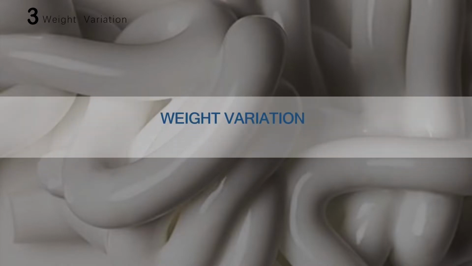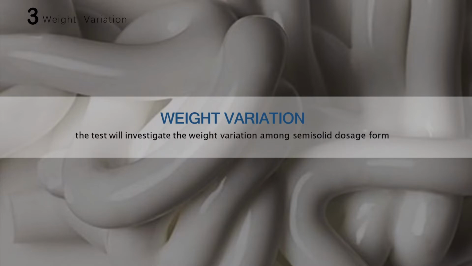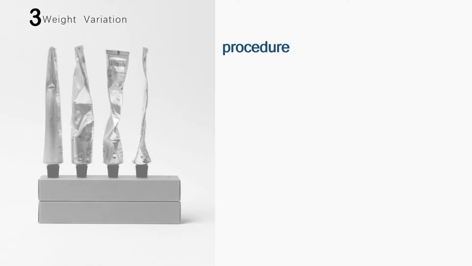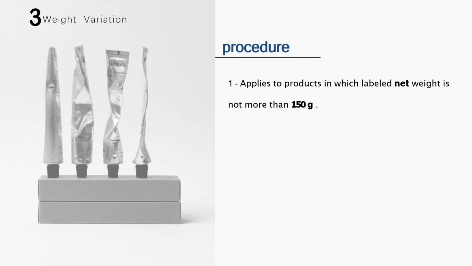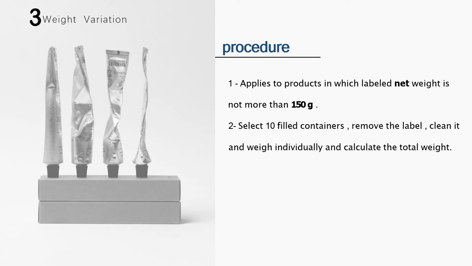Weight variation. The test will investigate the weight variation among semi-solid dosage forms. Procedure: apply to products in which the labeled net weight is not more than 150 grams. Select 10 filled containers, remove the label, clean them, weigh individually and calculate the total weight.